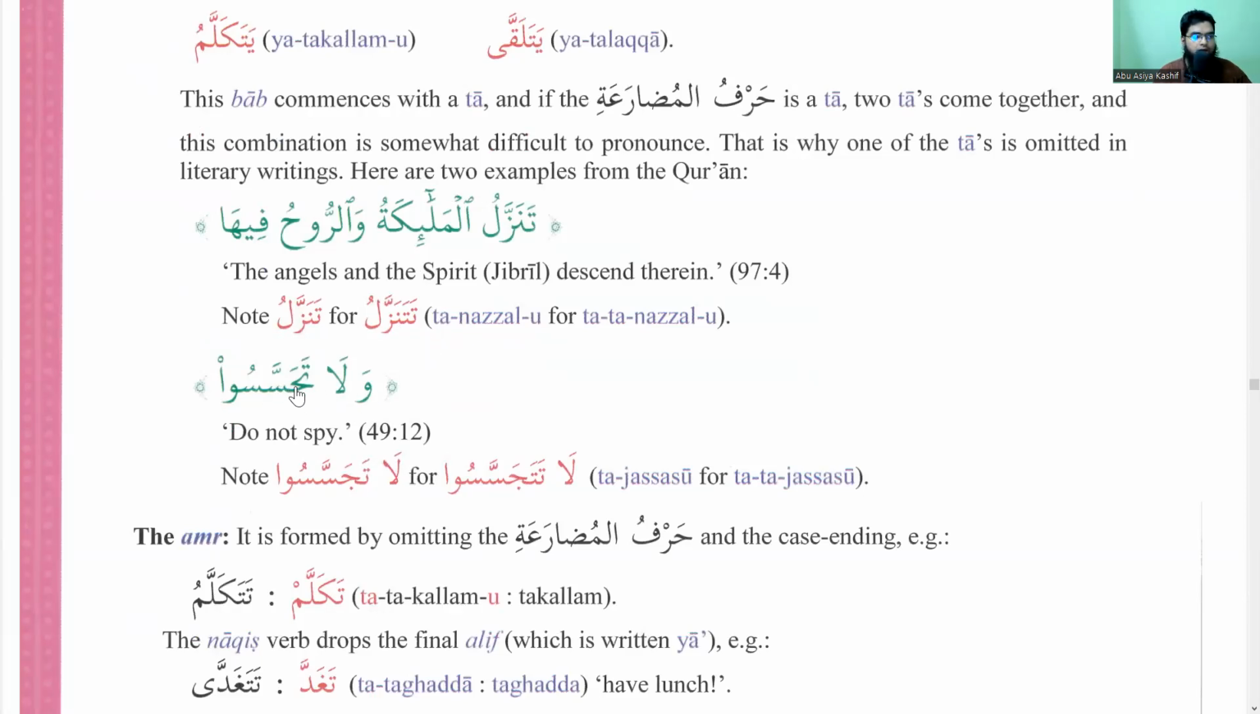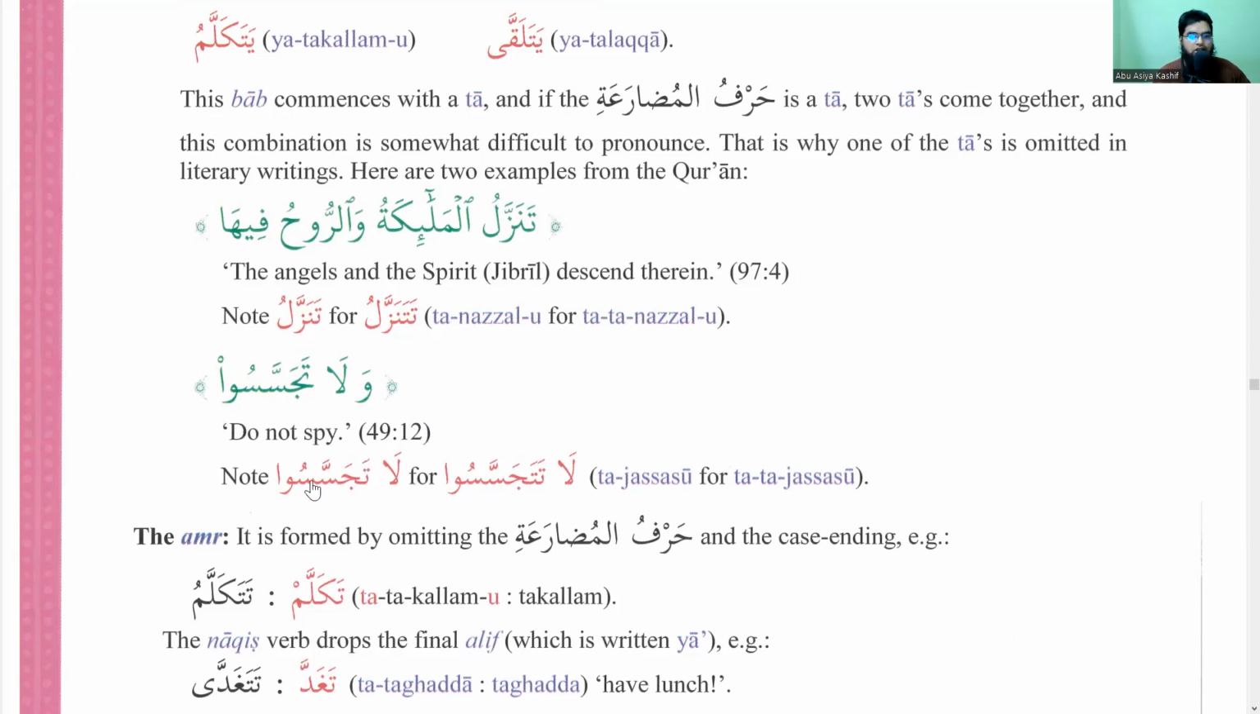Similarly in amr, it was literally wala tatajassasu. Correct? So many tas. Do not spy, because the verb is tajassasa, yatajassasu. And then hiya will be what? Hiya tatajassasu, tatajassasani, yatajassasna. And then anta tatajassasu and all that.